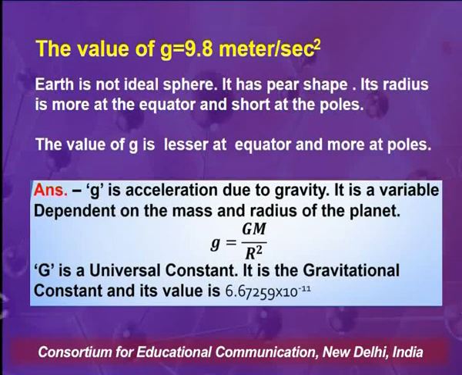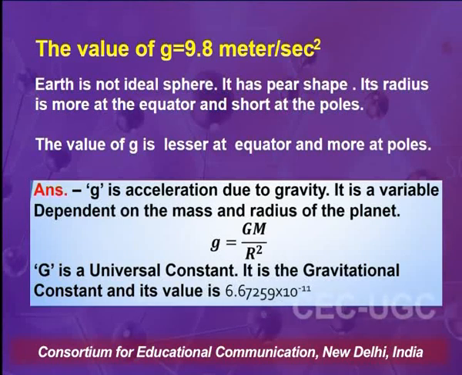We know that Earth is not ideally a sphere. It is pear shaped. Its radius is more at the equator and shorter at the poles. So we can say the value of small g is lesser at the equator and more at the poles.